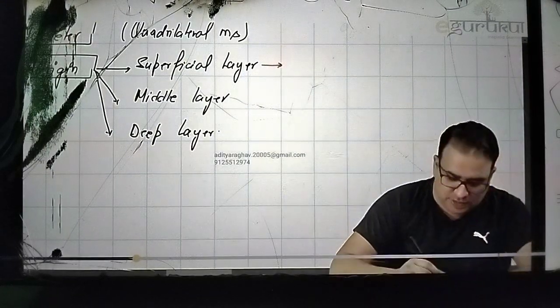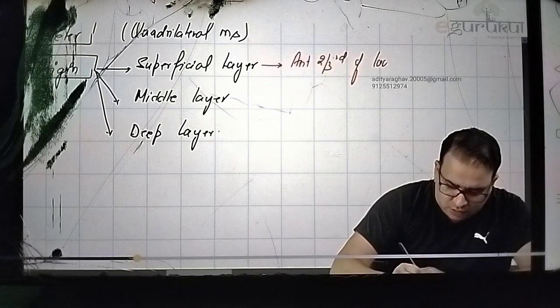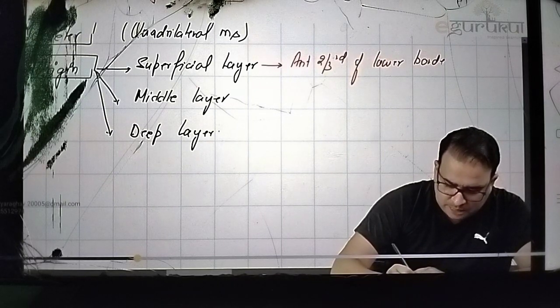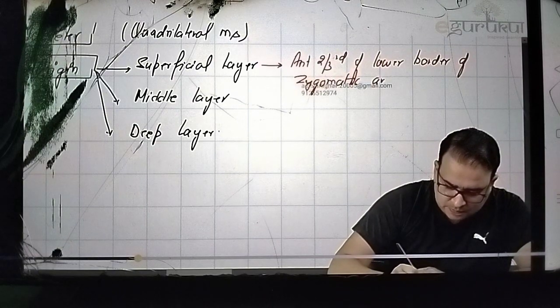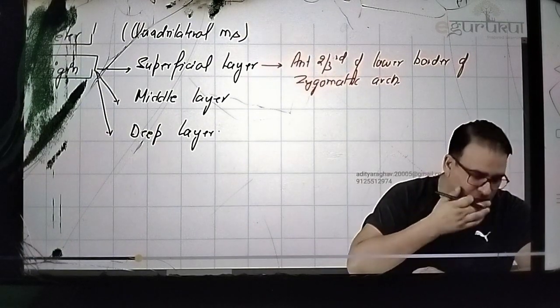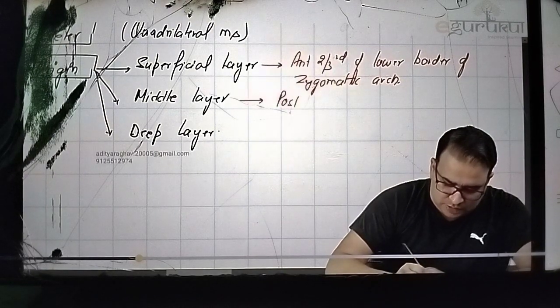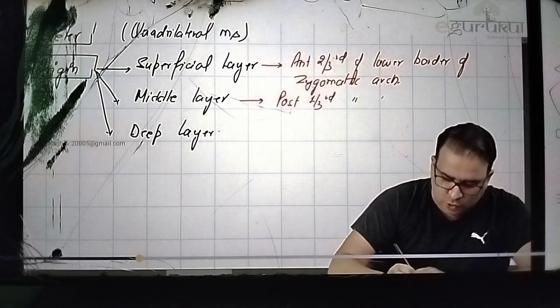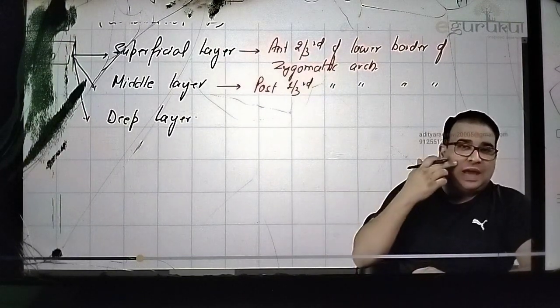Superficial layer was originating from the anterior two-third of the lower border of the zygomatic arch. Anterior two-third of the lower border of the zygomatic arch. Middle fiber is from the posterior one-third of the lower border of the zygomatic arch. Same story, but that's from posterior. And deep fiber, obviously, the entire lower border is now occupied.